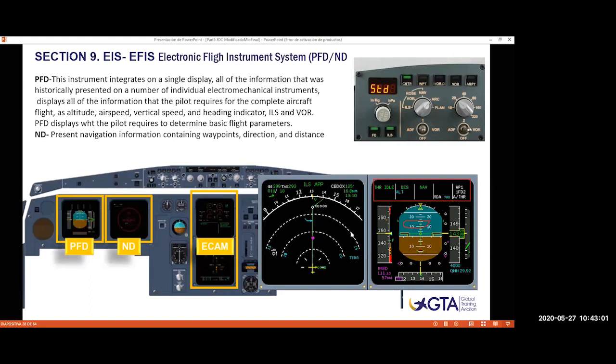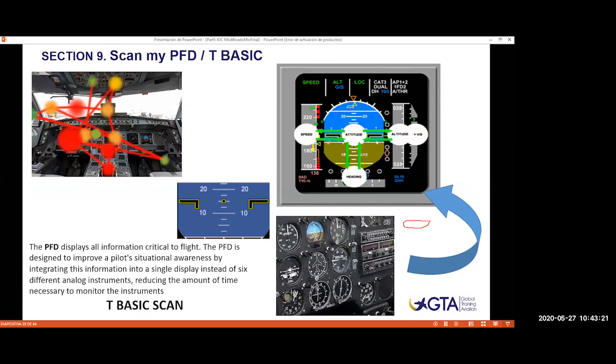In the other one, ND, what do we have? With the new navigation systems, there are screens that give information about the flight plan and everything. Here we have the route, the points and everything. So remember this amount of electromechanical instruments, all of these are now in only one display.